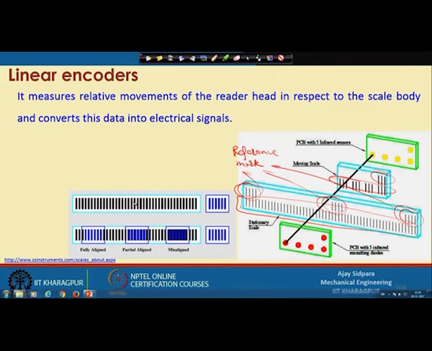So, this is your actual scale, and this is your moving scale, right. When your scale is moving, in this particular case it is completely misaligned, because it is not aligned with the blue and red colors. Then it is partially aligned, and then completely aligned. When it is completely aligned, your light will pass through it, you will get a signal, and you know the position. But here also obviously you have to have a reference mark, so that even if there is a power failure or some other problem, you can reference it to the actual position.